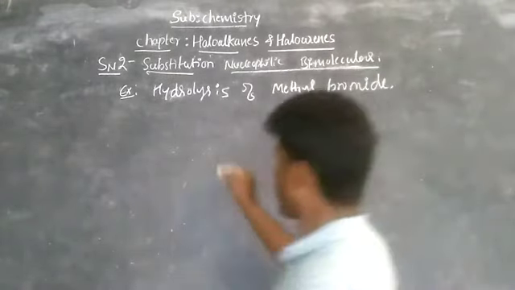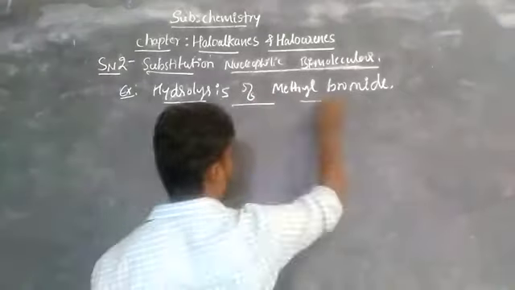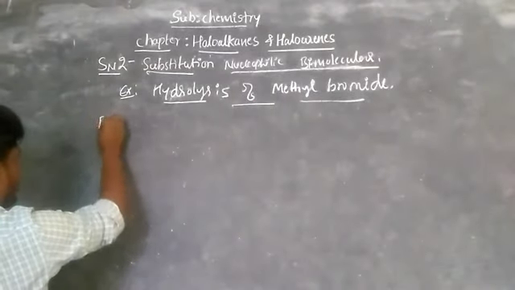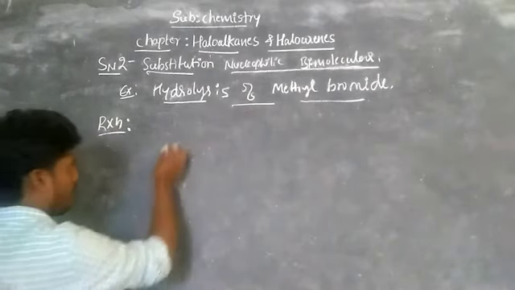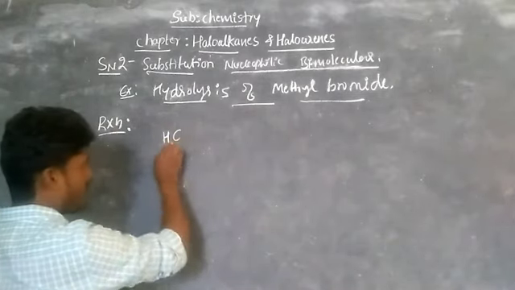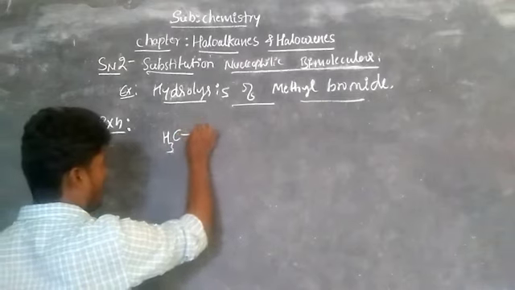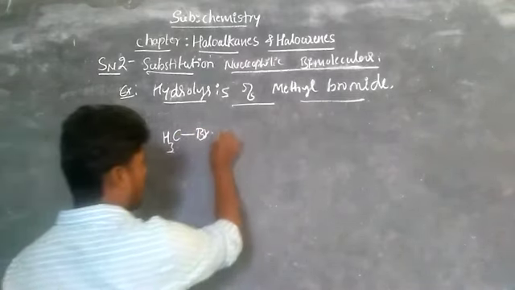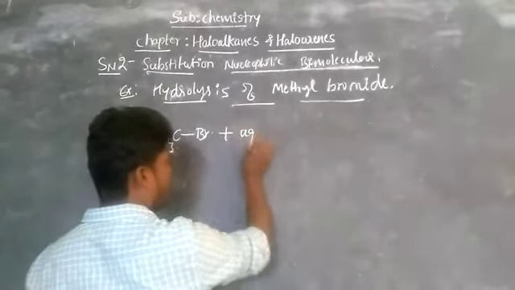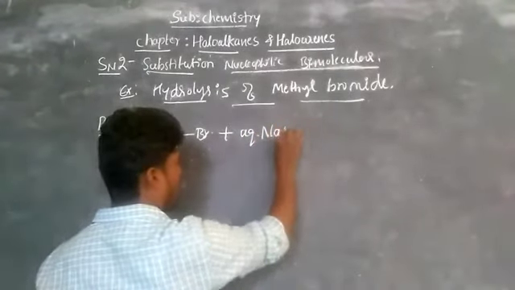Hydrolysis of methyl bromide. Now take the reaction. So the methyl bromide is, you know, CH3 is nothing but the methyl group, and take bromide. This methyl bromide reacts with aqueous NaOH, sodium hydroxide.